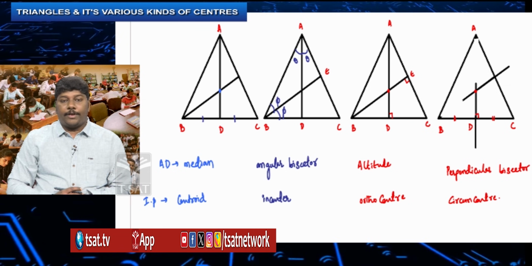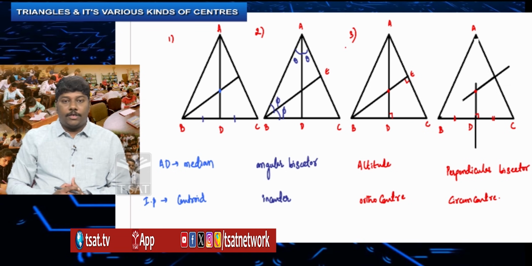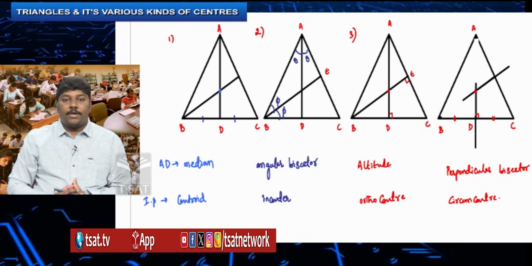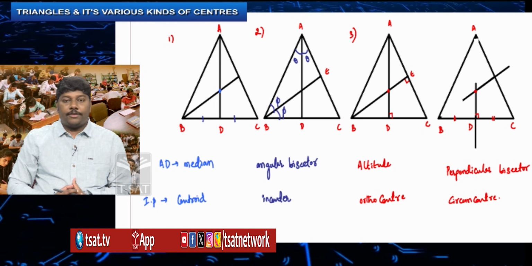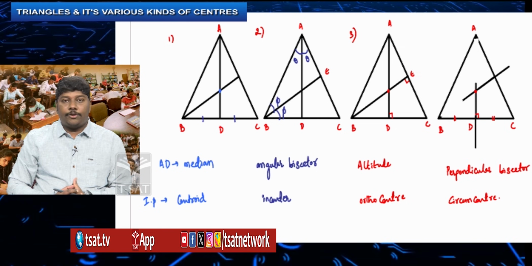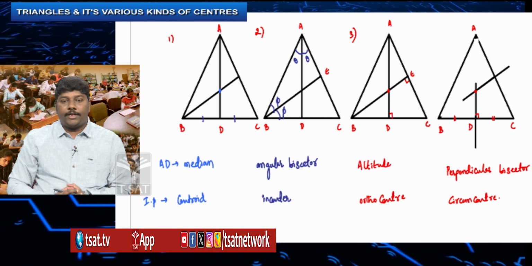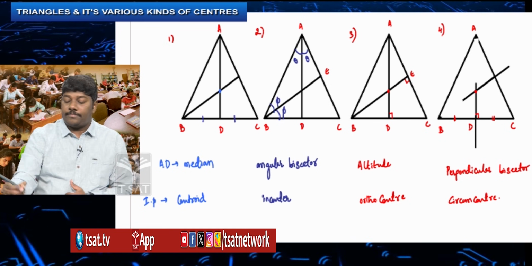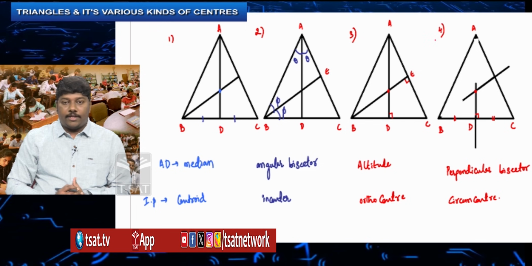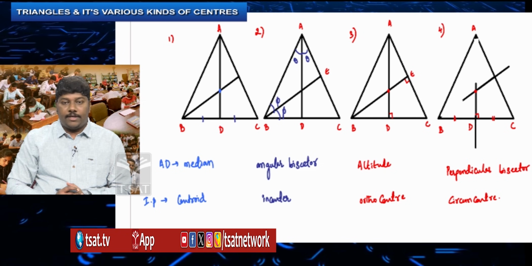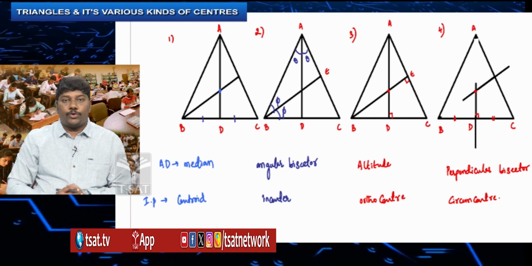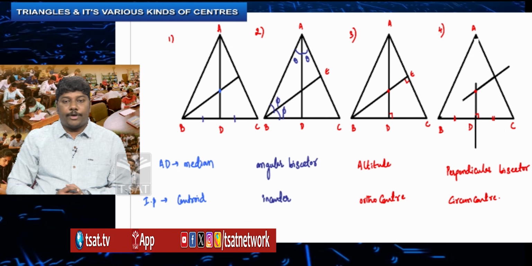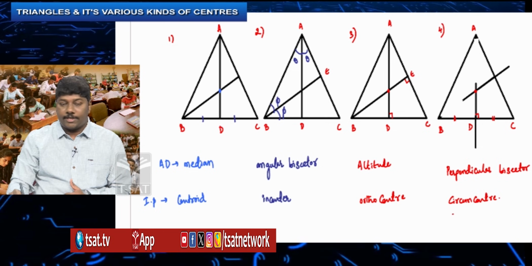And look at the third figure. The third one is perpendicular. AD is perpendicular to the base BC. So the intersection point of these altitudes is called the orthocenter. Now in the fourth figure, here this line is perpendicular to the base BC and it is dividing BC into 2 equal parts. We call it a perpendicular bisector. The intersection point of perpendicular bisectors is the circumcenter.